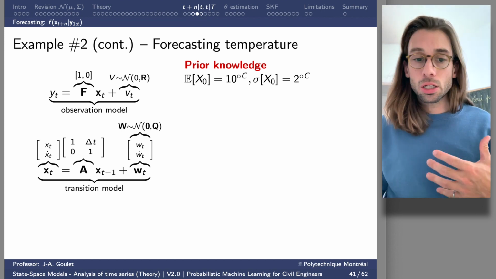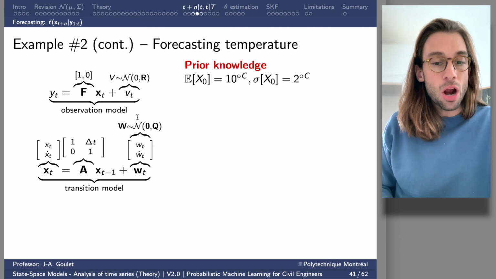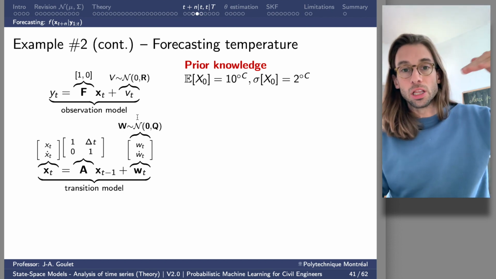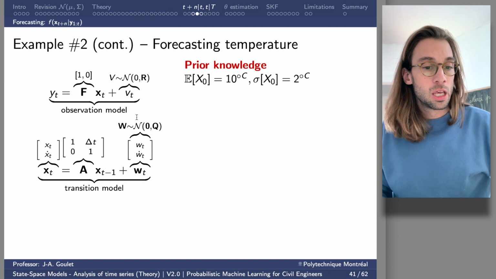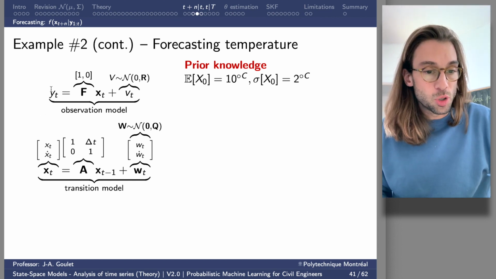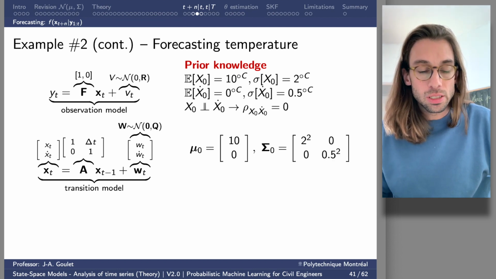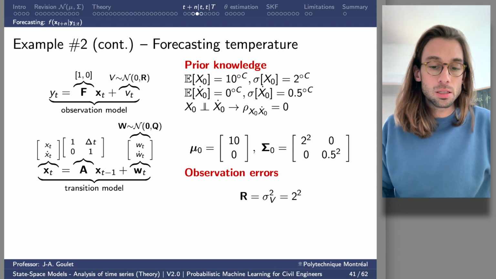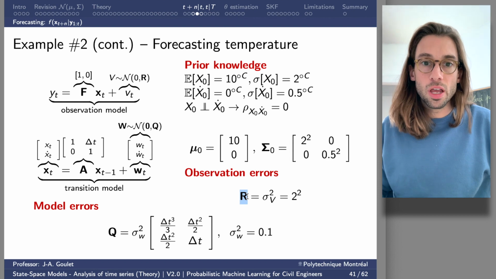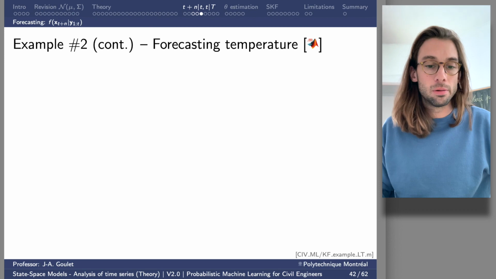So now let's look at practical terms. How do we make a forecast? We have the same prior knowledge for our second example. We have the air conditioning that's broken, with temperature linearly decreasing over time. So here I have my observation model, my transition model, and the same prior knowledge as before: the same prior mean vector, the same prior covariance, the same covariance matrix R for my observation error, and the same covariance here for my transition error.